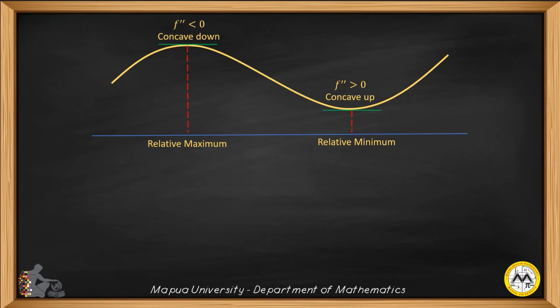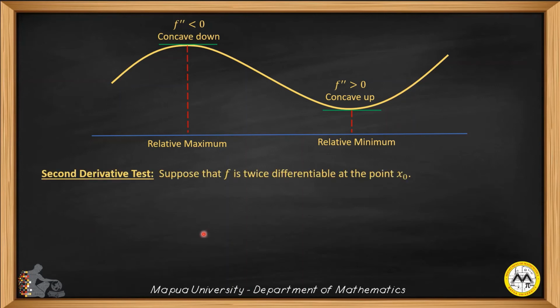Another test for a relative maximum or minimum point is to use the concept of concavity. If we have a maximum point, such as in this case, concavity around this point should be concave down, and if we have a minimum point, then concavity should be upward. This would lead us to the second derivative test, that suppose f is twice differentiable at a point x sub 0. Meaning, when we say twice differentiable, it means the first as well as the second derivative of the function are defined.